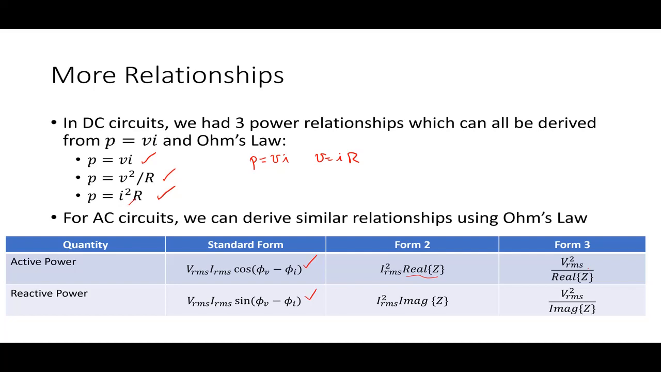Or I can say that the active power is the RMS value of the voltage squared, divided by the real part of the impedance. And remember, if I have an impedance, let's say, inductive, R plus j omega L, the real part of Z is some resistance, okay? So these formulas look awfully similar to the ones we had up there. Now, similarly, for reactive power, what I have is I RMS squared times the imaginary part of Z. And I can also write it in terms of this V squared over impedance form, okay?